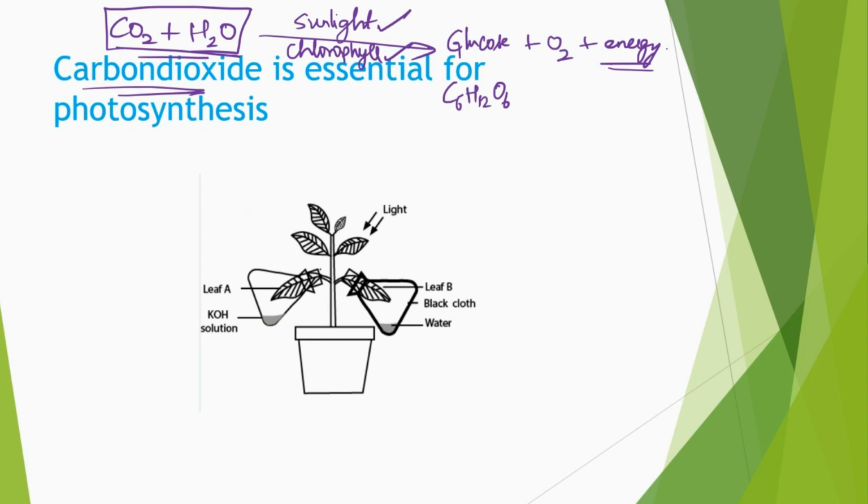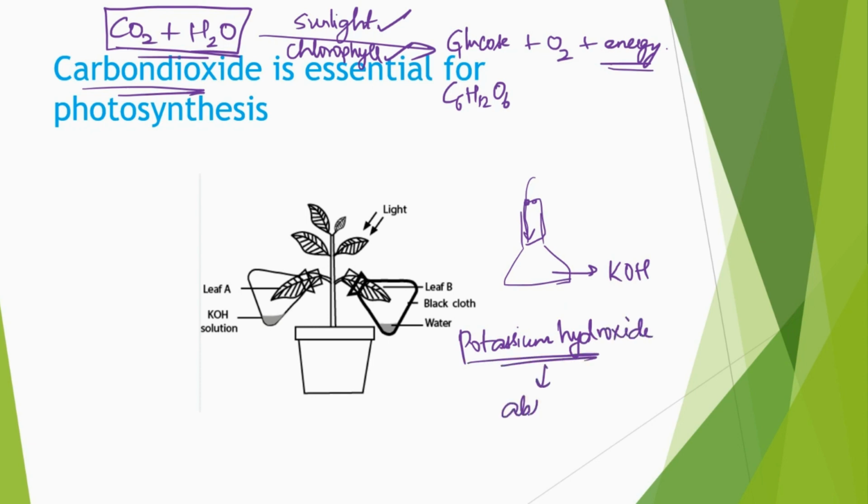Now let's see this plant where the leaves are intact. We have not plucked the leaf. On one side, if you observe this leaf, it is placed in a conical flask. The conical flask is closed with a cork, and the cork has some pores allowing the air to go inside. Here the leaf is placed in a conical flask containing KOH. KOH is nothing but potassium hydroxide. This potassium hydroxide actually absorbs carbon dioxide.